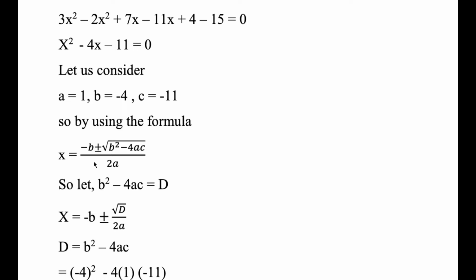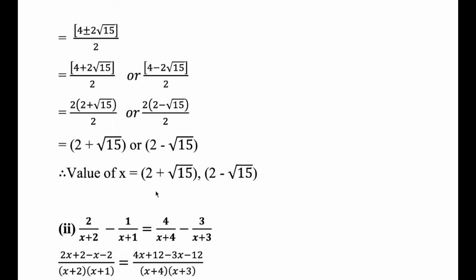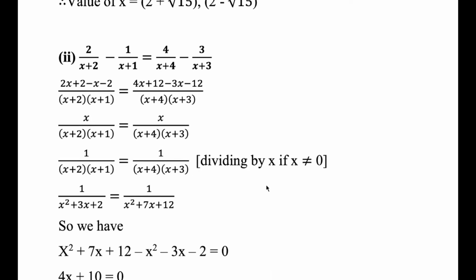After that, x = (−b ± √(b² − 4ac)) / 2a. Put the figures and you will get the values 2 + √15 and 2 − √15. Come to the next problem.